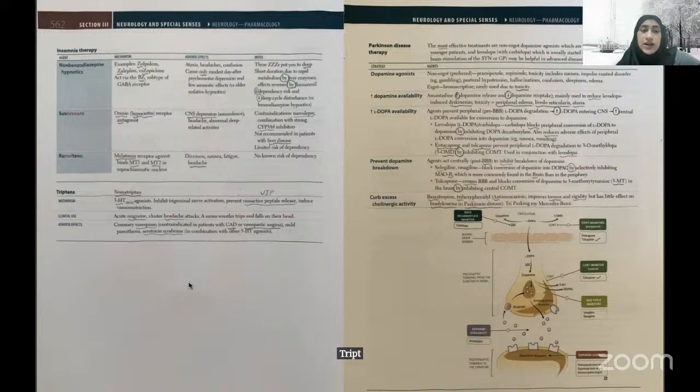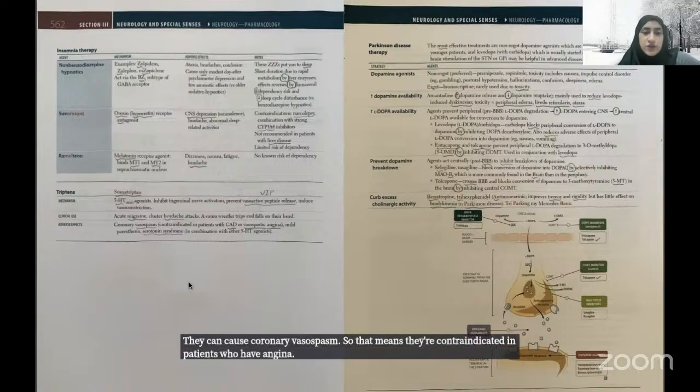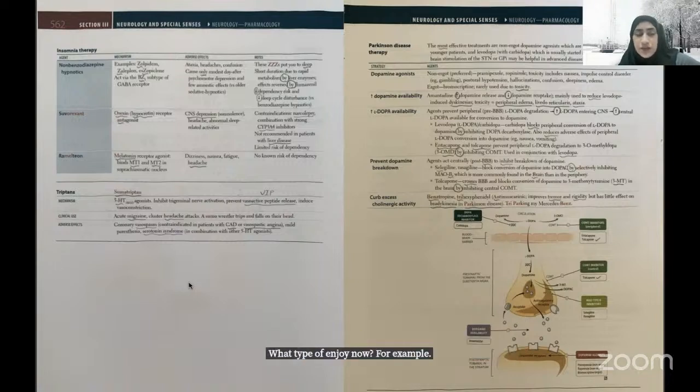Triptans also have some adverse effects that you need to be aware of. They can cause coronary vasospasm, which means they're contraindicated in patients who have angina. What type of angina? For example, vasospastic angina. The other adverse effects are that it can cause mild paresthesias and, of course, the famous serotonin syndrome.